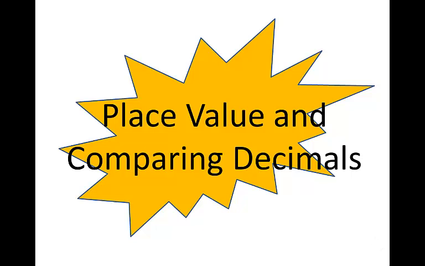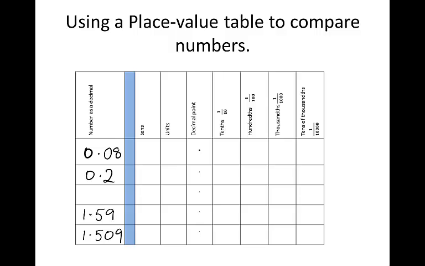Today's video is looking at the place value of decimal numbers and then using that knowledge to compare decimal numbers to see which one's bigger or smaller. I've got a typical place value table here for you to have a look at, and some numbers over on the left hand side which we are going to be comparing to see which one is biggest. We know that the numbers that are furthest to the left are quite large on the place value table, and the ones that are to the right are getting smaller.